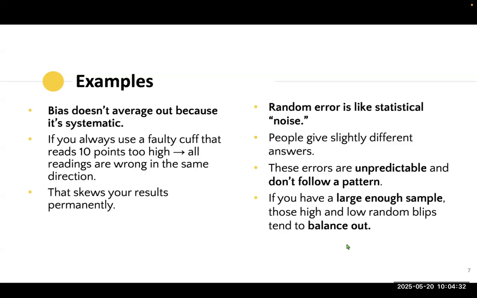Random error is what they like to call statistical noise. So people give different answers. People forget. People have good days, bad days, all these sorts of things. And these errors are unpredictable and they don't follow a pattern. So that's why you want to have a large enough sample to make sure that you can balance those random things out.